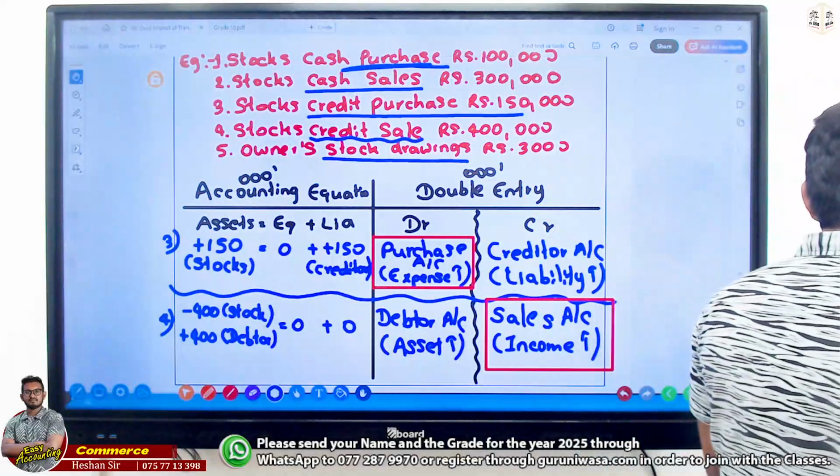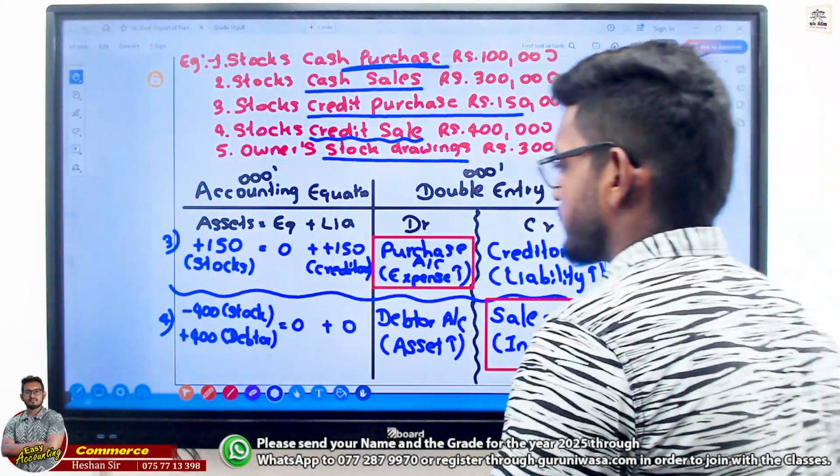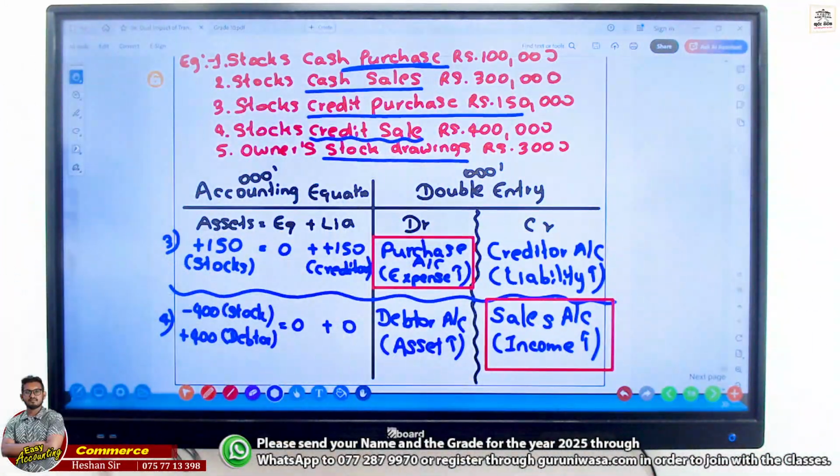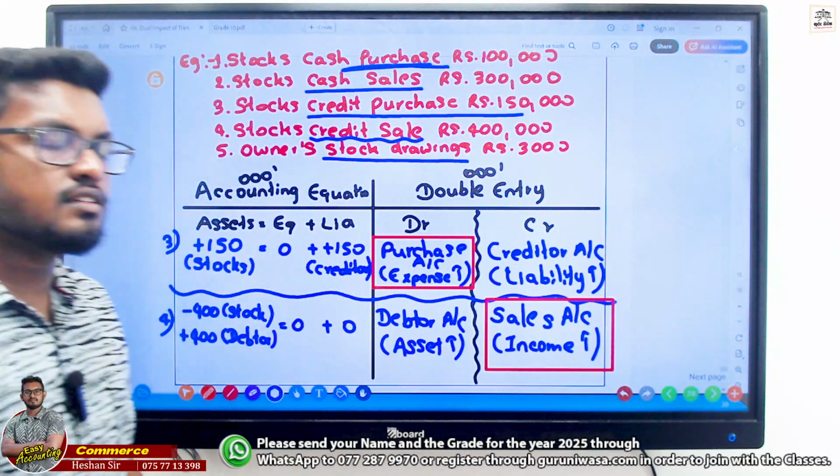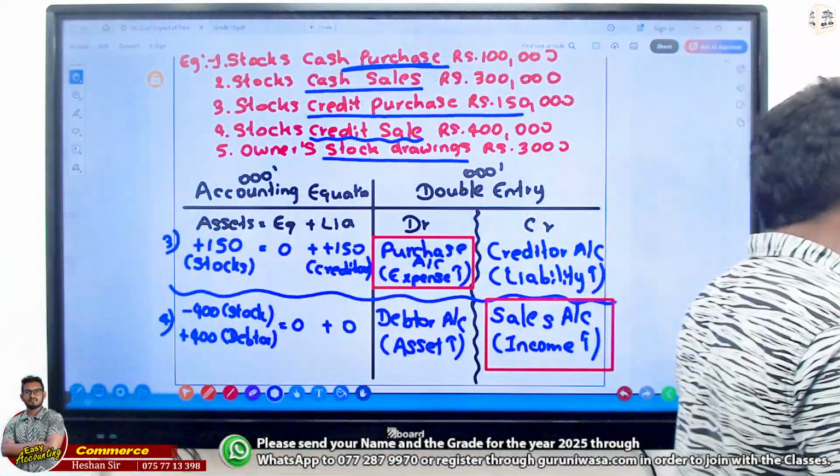Only the double entries is the important part. When you are writing again, just check it again.